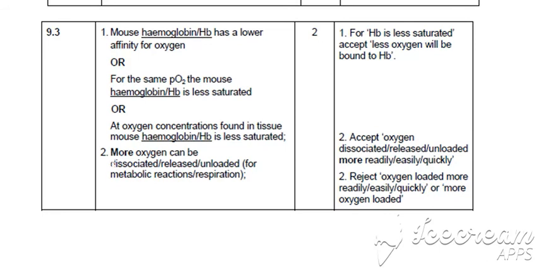Then this means that more oxygen can be dissociated, or the oxygen can be dissociated or released more readily. It must be the idea that more is being unloaded, or the idea that it's more quickly or quicker. Therefore, the oxygen can then be used for metabolic reactions.